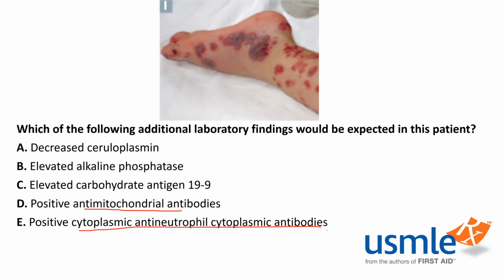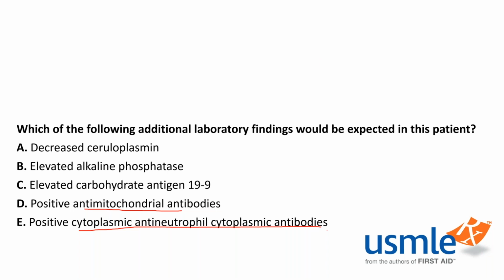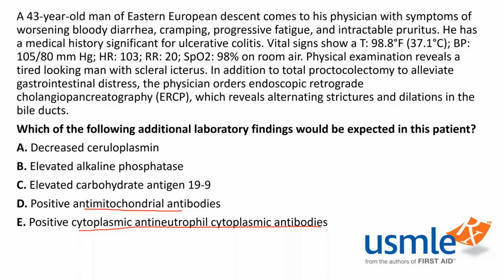All right, so now let's look at our next question. Good, there we go. So here we have a 43-year-old man of Eastern European descent who comes to the physician due to worsening bloody diarrhea, cramping, progressive fatigue, and intractable pruritus. So once again, we have that classic setup. We have a person of stated age presenting to a location, which in this case is just a physician.